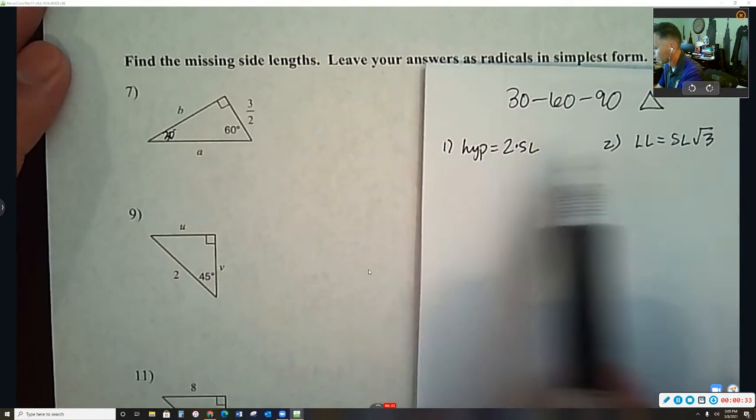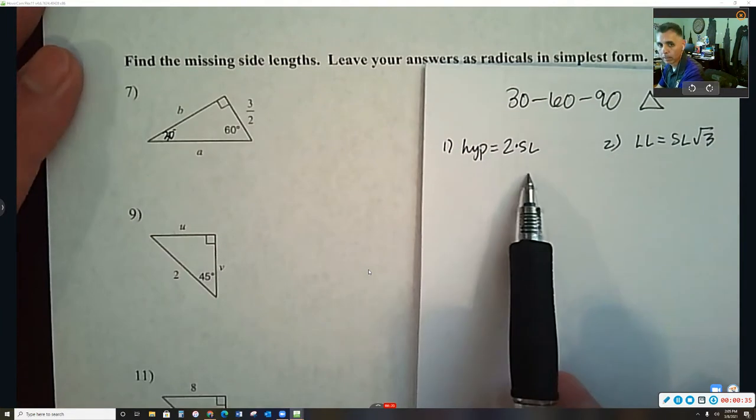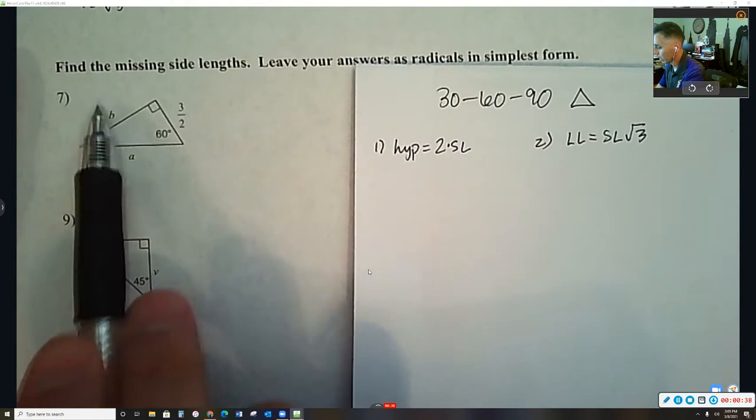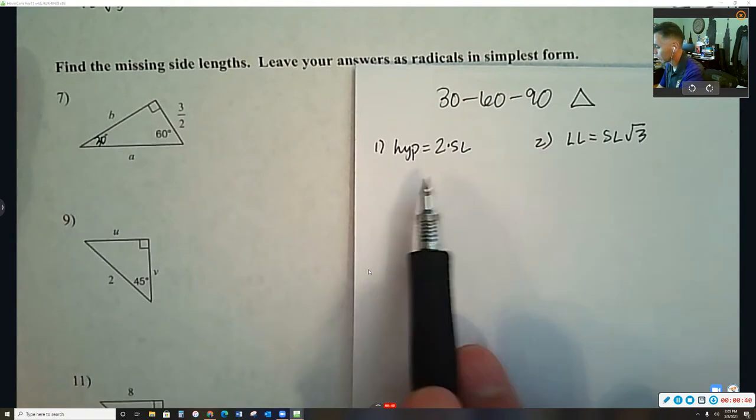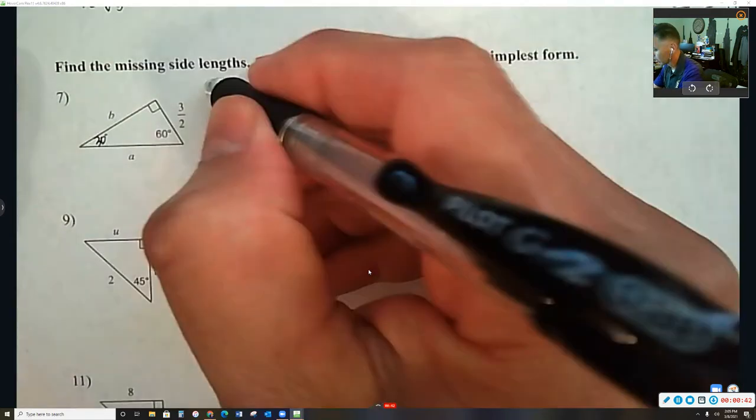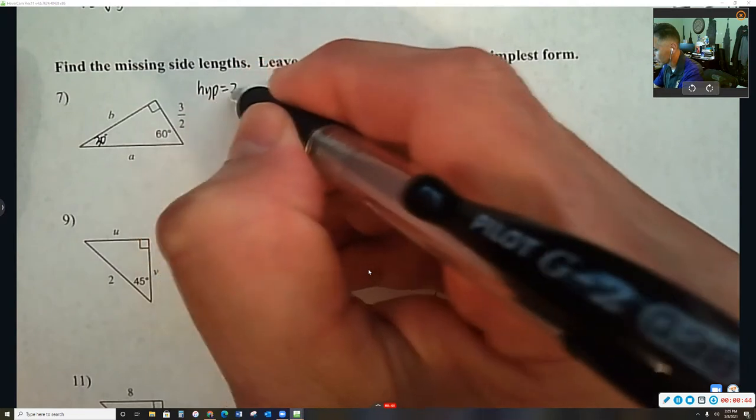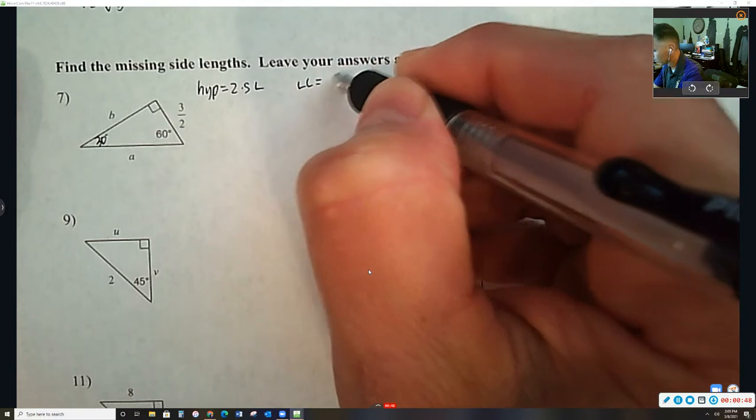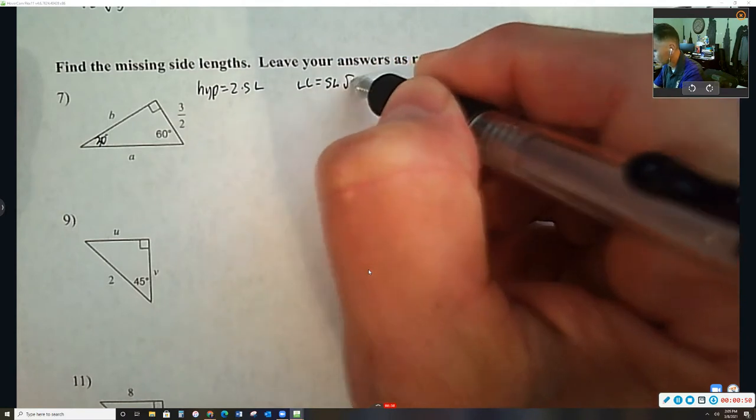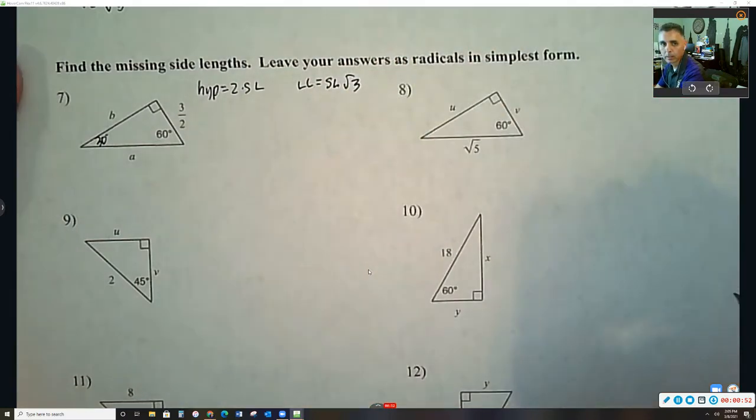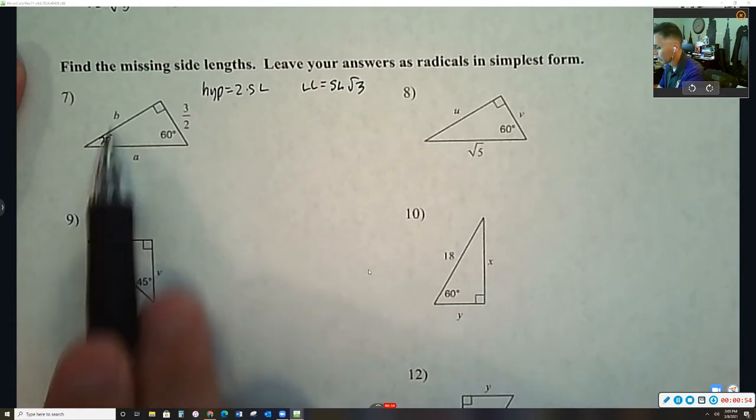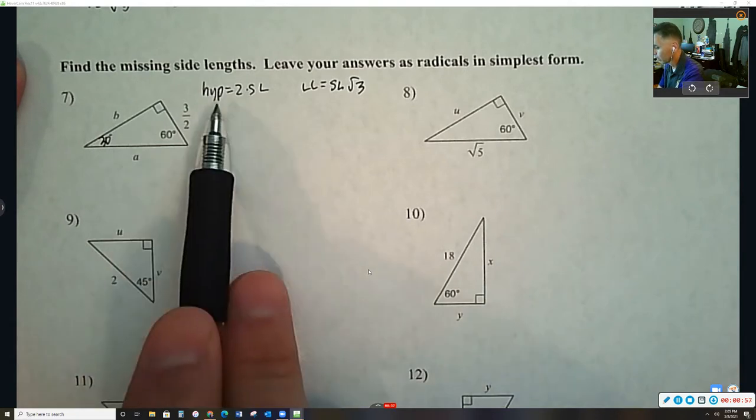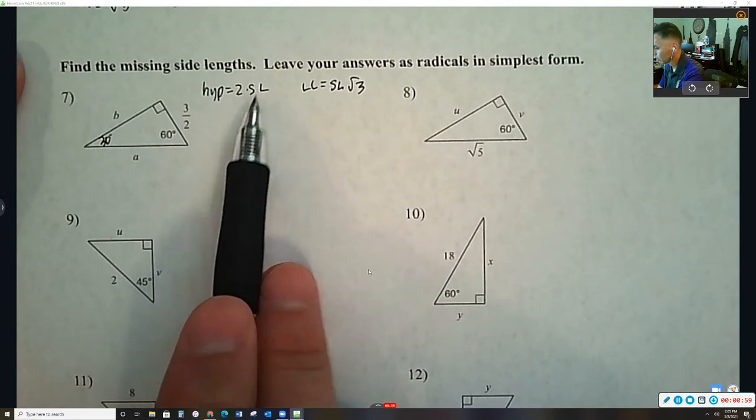And then I'm going to use these two equations to figure out A and B. The first equation says the hypotenuse is 2 times the short leg. And the second equation says the long leg is the short leg times the square root of 3. So now we're going to go through our triangle diagram and figure out what's the hypotenuse, what's the short leg, what's the long leg.